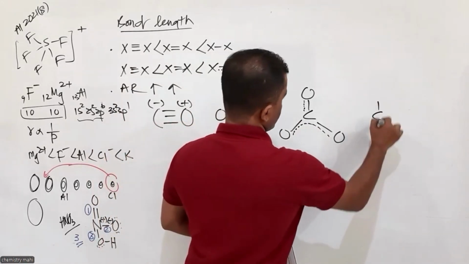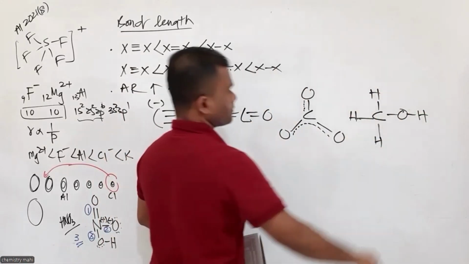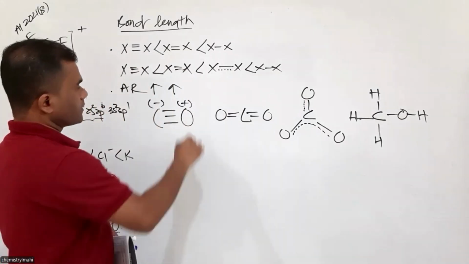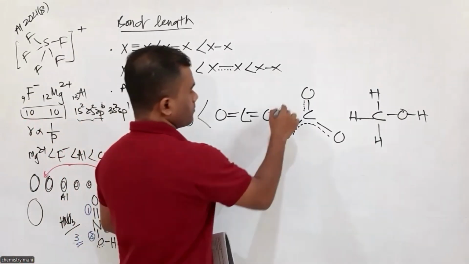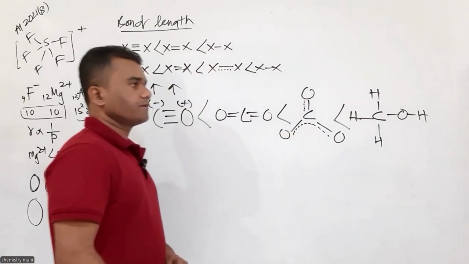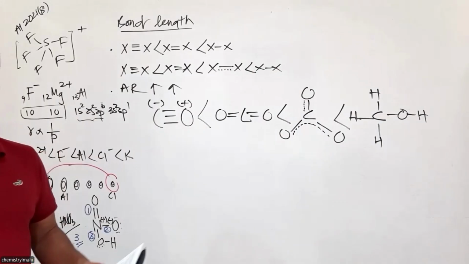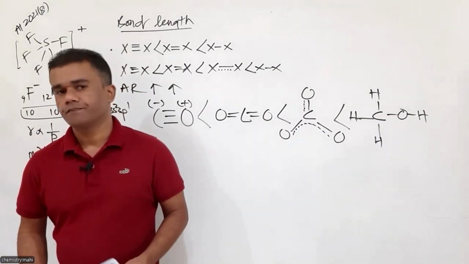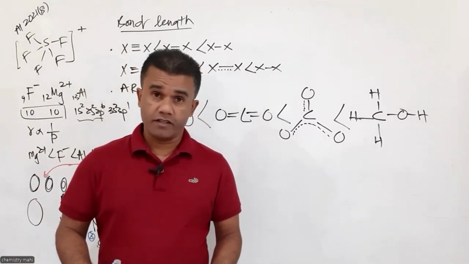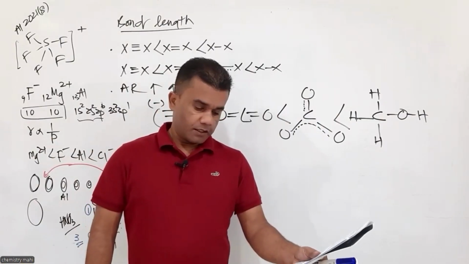CH3OH, the structure is like this, CH3OH. Now the CO bond is pure single. Can you see that? Triple the shortest, C=O double next, somewhere in between single and double, and single, C-O single. This should be the increasing order of bond length of these species. These are very important points. Very important points. All right.